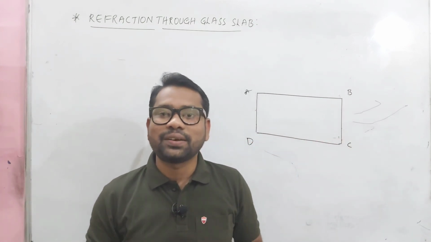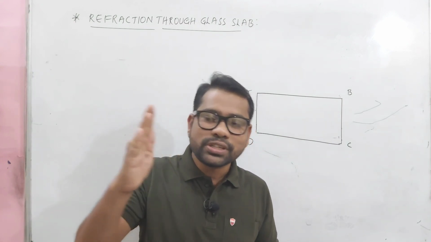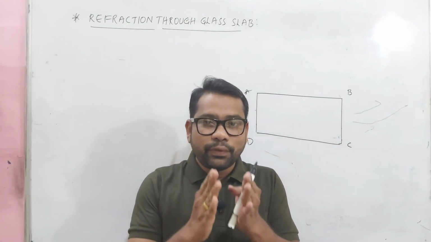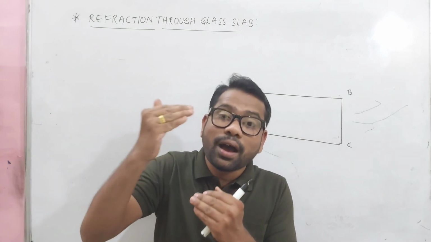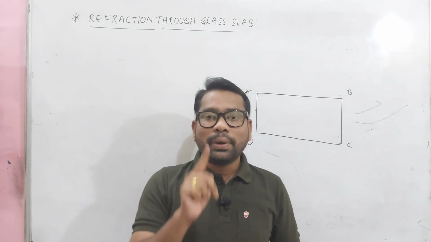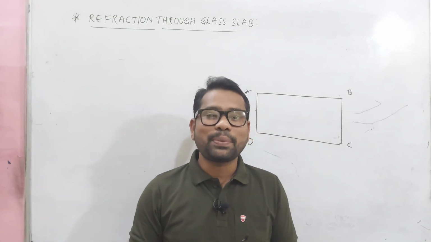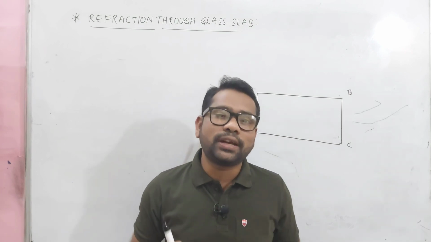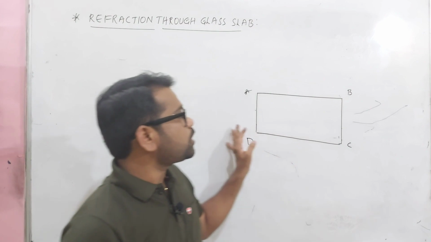Before that, let us recall once again, what happens when light moves from a rarer to a denser medium? It moves towards the normal. I mean, it bends towards the normal. But when light moves from denser to rarer, what happens? It moves away from the normal. But dear children, as long as the light is moving in the same medium, what happens? It will maintain the same path. So the path won't get deviated.